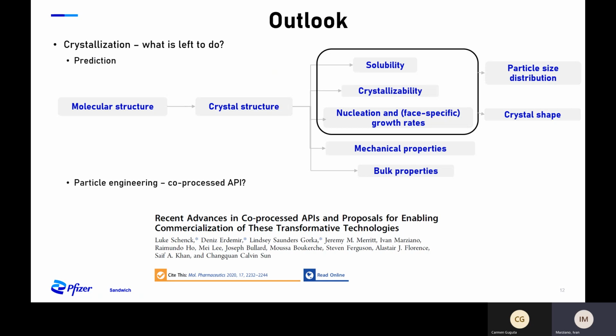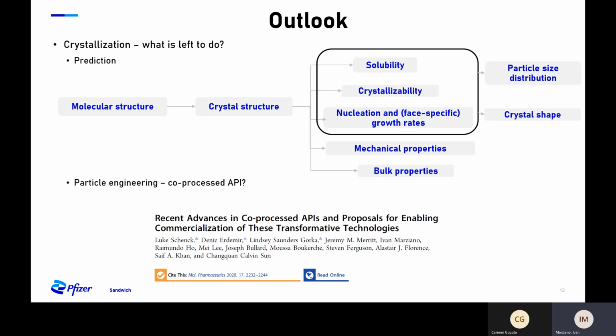And then the second area where I think we need to do more work is around what I call particle engineering. So attaining particles that cannot be obtained through traditional crystallization means. So, for example, when you have persistent needles that, no matter what solvents or additives or supersaturation rate you use during the crystallization, will always come out as needles.